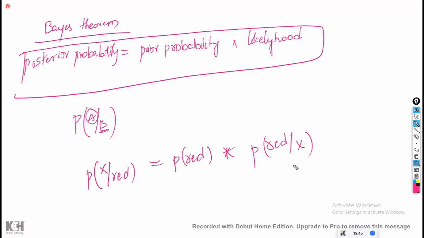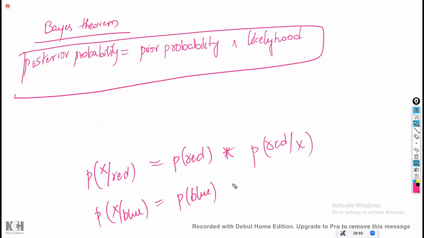How many red points are there, into how many blue points are there? So the posterior probability is equal to the prior probability into likelihood. This is the formula. Similarly, the point being a blue data point is equal to the probability of only blue, separately calculated, into how many blue points are there close to the X. So this is called posterior probability. Is that clear, guys? Prior probability, likelihood, and posterior probability.